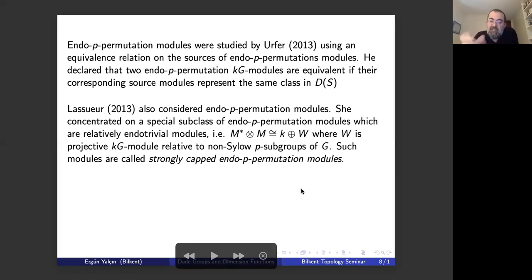It's almost like the endo-trivial definition, like k plus projective, if you remember in the endo-trivial definition it's k plus projective. Here you have k plus something which is projective relative to non-zero p-subgroups. So this is basically a relative version of endo-trivials. This is a subclass of endo-p-permutation modules, and she defined an equivalence class on them. So these are called strongly capped endo-p-permutation modules.